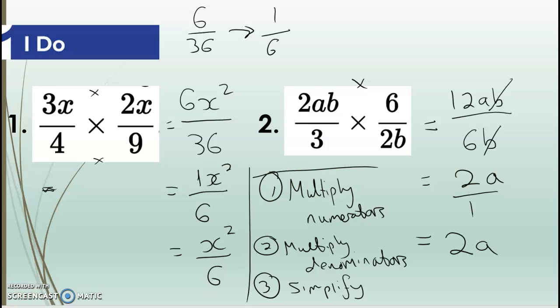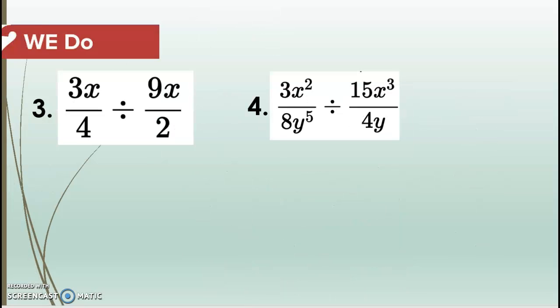So there's our process. Now, division is pretty similar, but we've got that one additional step at the start where we need to flip and change it into multiply.